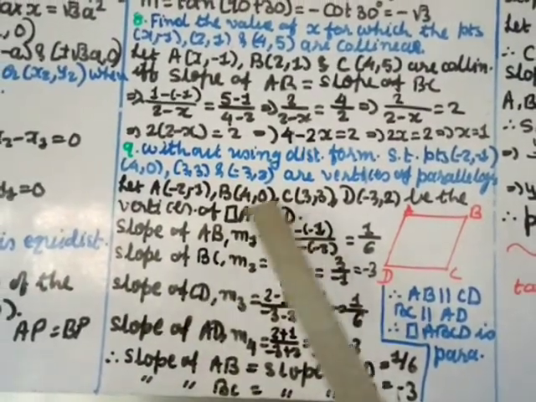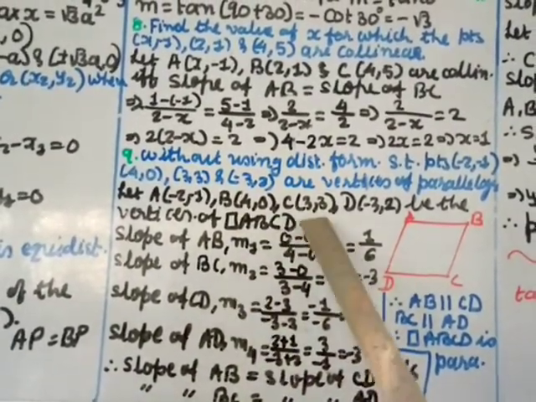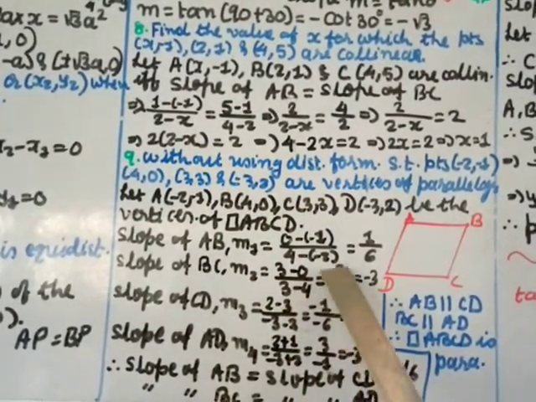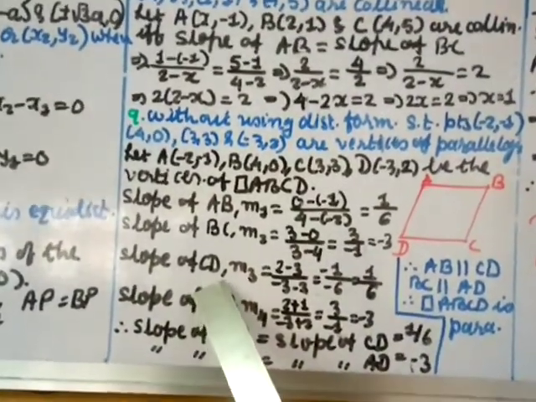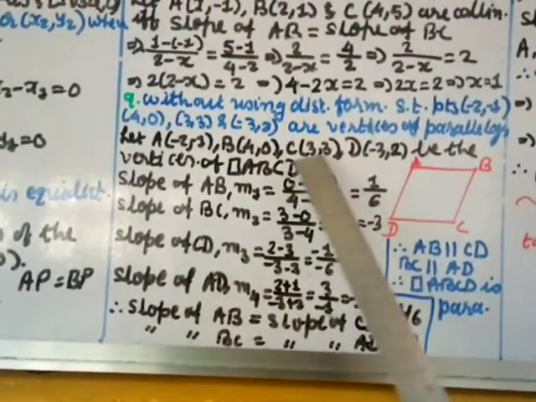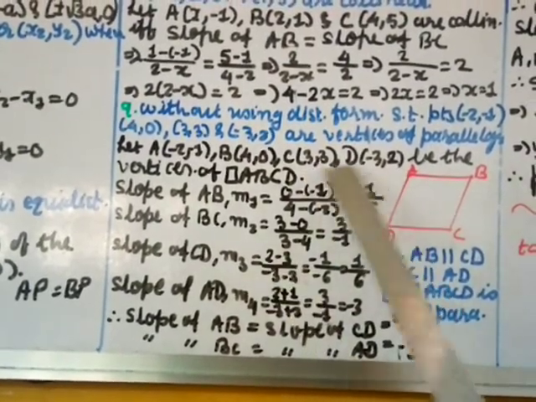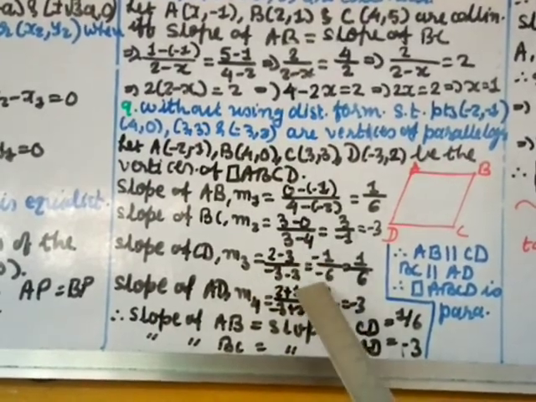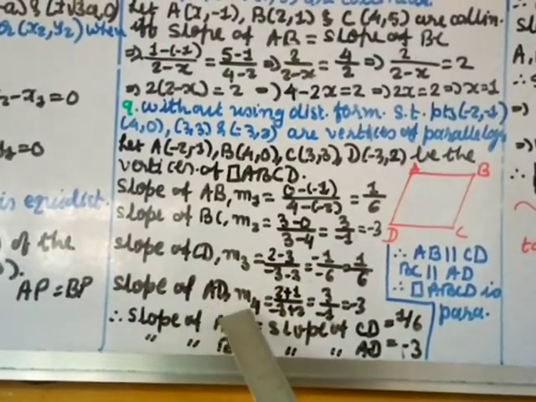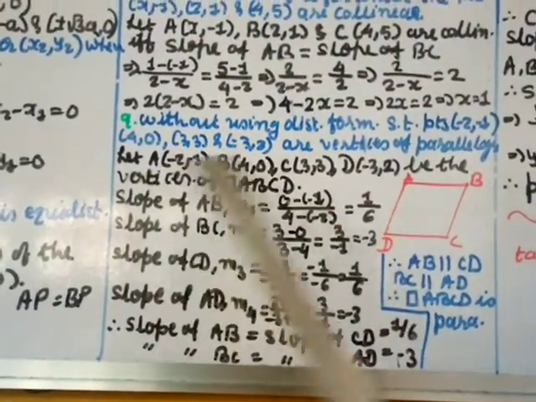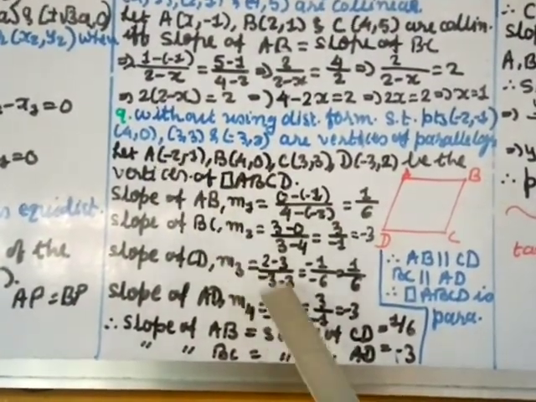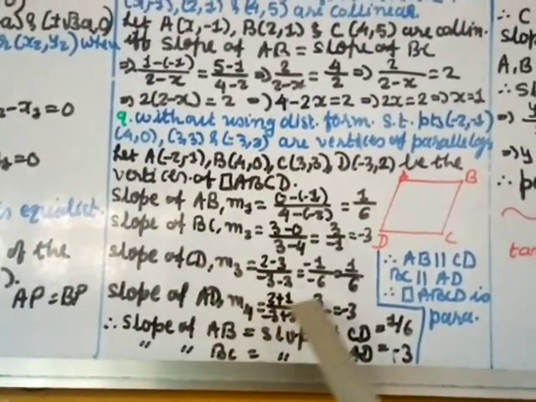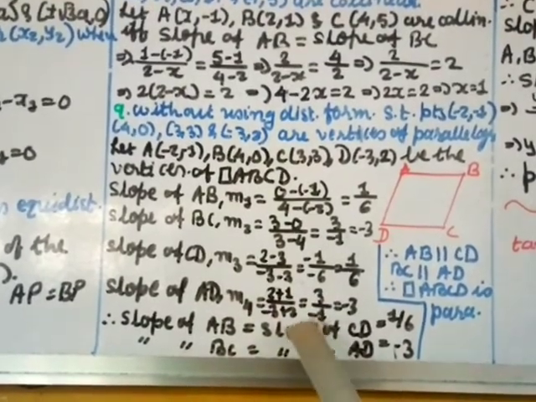Slope of BC, that is B and C. You call it m2: (3 minus 0) divided by (3 minus 4). So you get 3 over minus 1, which is minus 3. Then slope of CD, that is m3: (2 minus 3) divided by (minus 3 minus 3). So this gives you minus 1 over minus 6, the minuses cancel, so 1 by 6. Slope of AD, m4: AD is D and A, so (2 minus (-1)) becomes 2 plus 1 is 3, and (-3 minus (-2)) is minus 3 plus 2... giving minus 1, so the slope is minus 3.